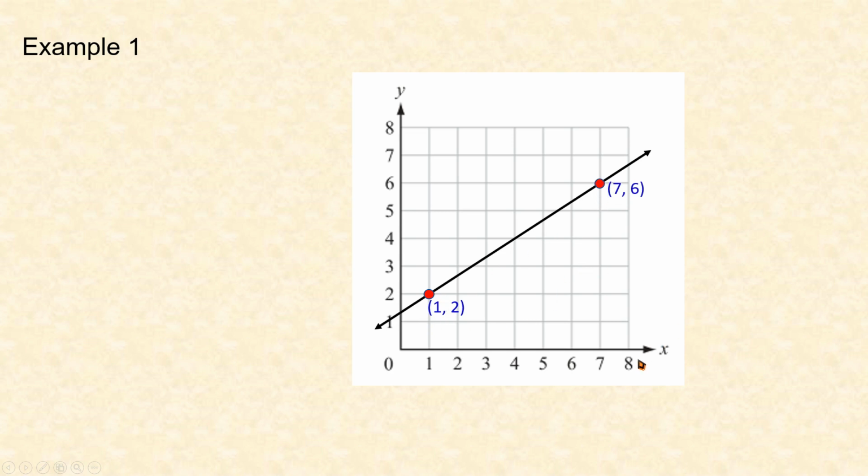I can count them. So I make my triangle, rise and run. I count. Rise is going up 4, so it's positive 4. The run is going to the right 6, so it's positive 6. So my slope is rise over run, which is 4 over 6. And remember, you always have to simplify it, so it would be 2 over 3, right?